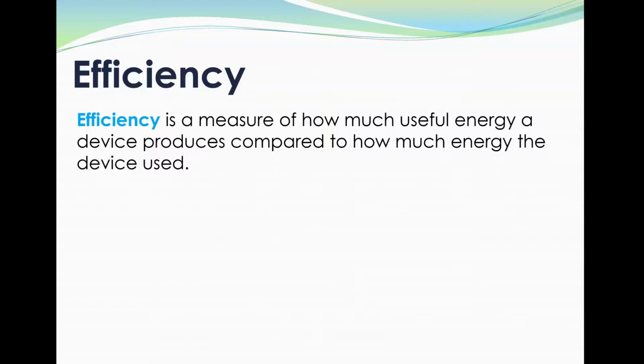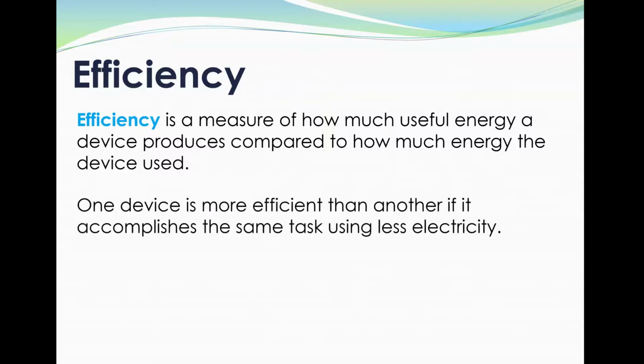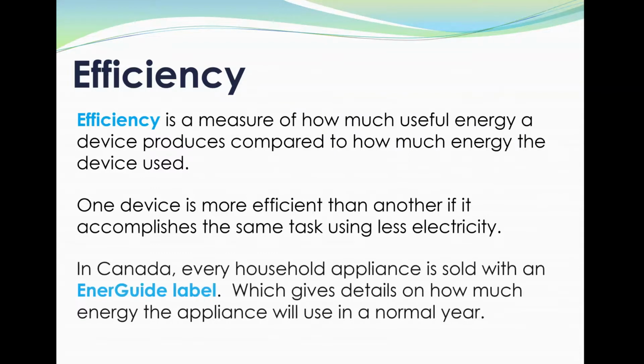So efficiency measures how much of the useful energy a device produces compared to how much energy the device used. One device is more efficient than another if it accomplishes the same task using less electricity. In Canada, every household appliance is sold with what is known as an EnerGuide label. Basically this EnerGuide label gives details on how much energy that appliance will use in a normal year of consumption.